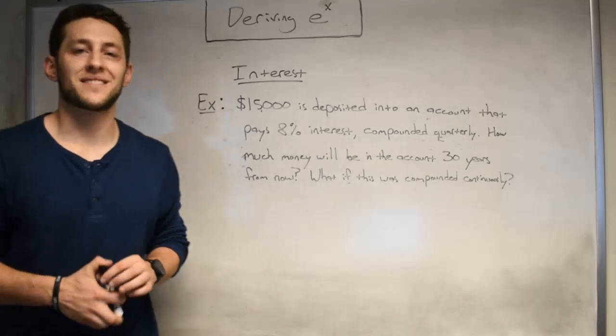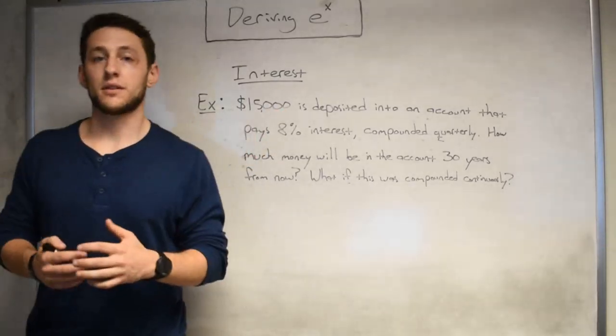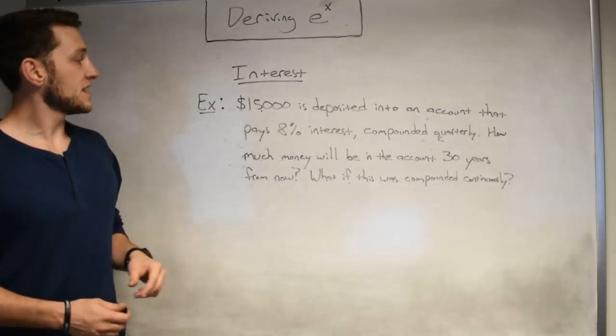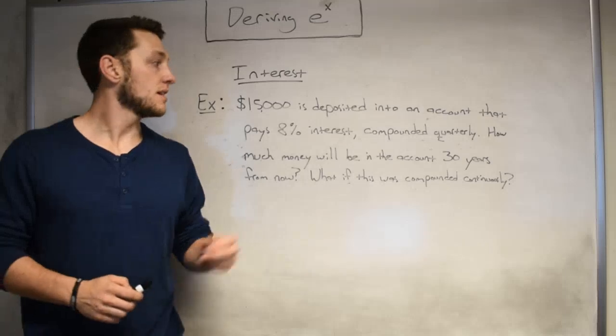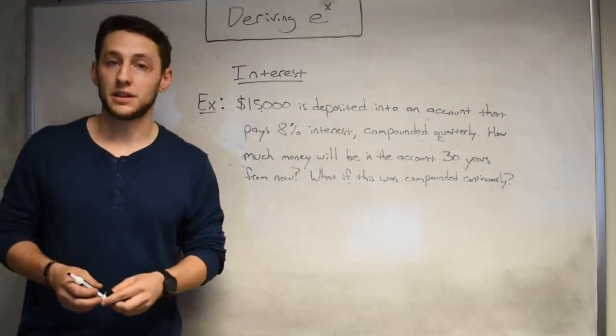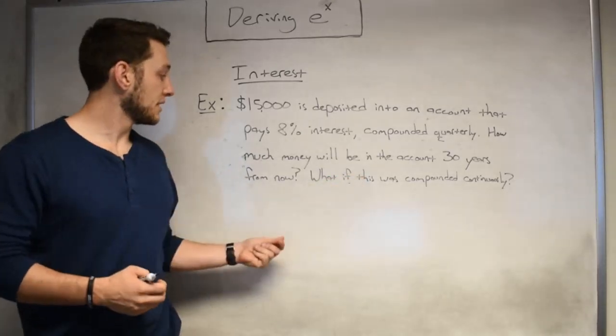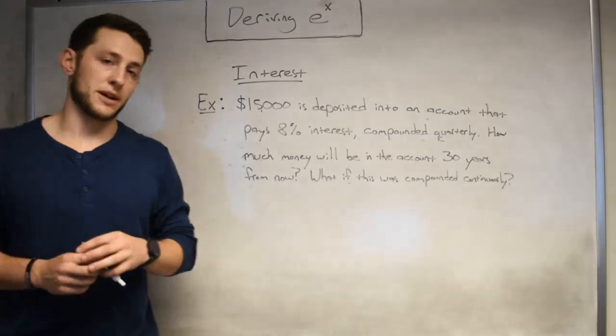Now let's go ahead and try an example of this compounded interest formula. So let's consider the following situation. $15,000 is deposited into an account that pays 8% interest compounded quarterly. How much money will be in the account in 30 years? And then similarly, what if this was compounded continuously? Let's start with the first question.